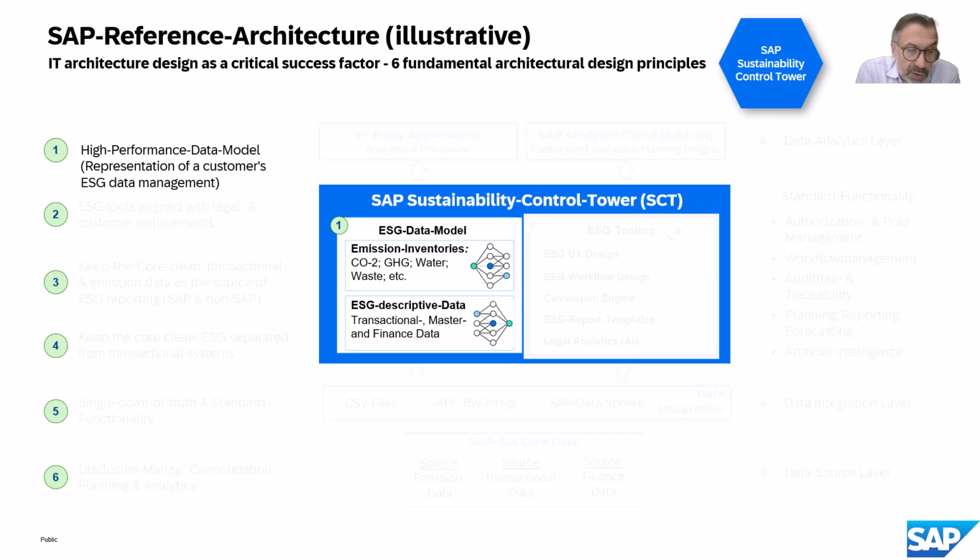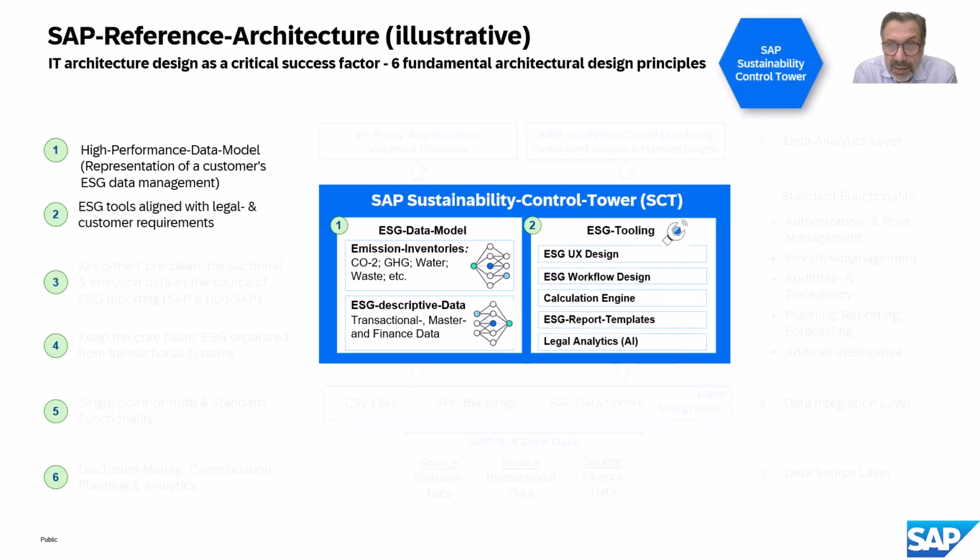When I presented and explained to you the derivation of a KPI, you can imagine that it is really complex to derive all the KPIs, the current KPIs, upcoming KPIs, and so we decided as SAP to implement and to deliver a high performance data model which enables a customer to create all the emission inventories that are needed and to bring all the ESG descriptive data into this data model. This is the first key architectural principle. We have a really high performance data model implemented in the control tower, flexible and strong and powerful.